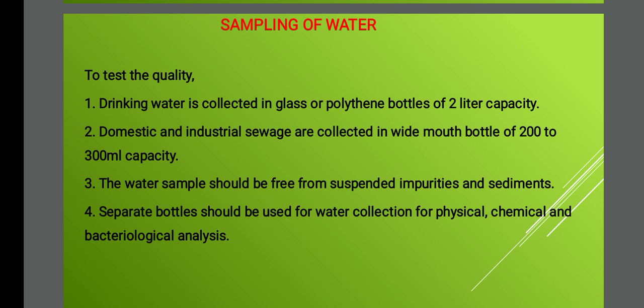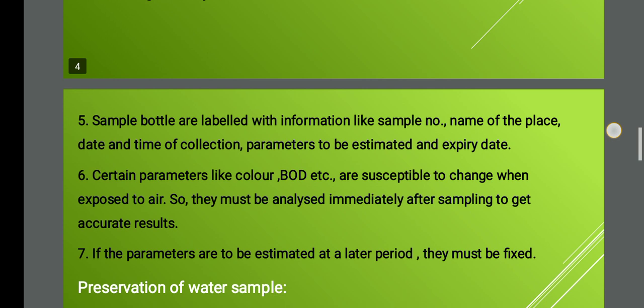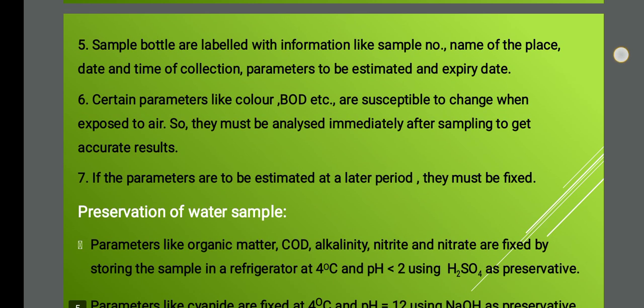Biological analysis. Next, the sample bottles are labeled with information of sample number, name, place, date and time of collection, and parameters to be estimated, followed by the expiry date. Certain parameters like color and BOD are suspected to change when exposed to air. So you have to do the analysis as soon as you take the sample. If the parameter has to be estimated later, you have to fix it and keep it properly preserved.